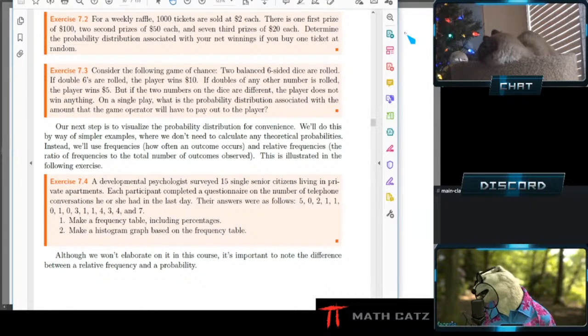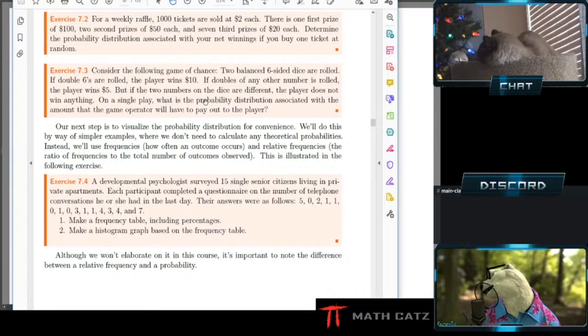So let's read exercise 7.3. Consider the following game of chance. Two balanced, six-sided dice are rolled. If double sixes are rolled, the player wins $10. If doubles of any other number is rolled, the player wins $5. But if the two numbers on the dice are different, the player doesn't win anything. Single play, standard question, probability distribution.